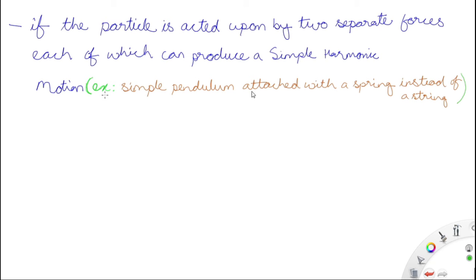So a simple pendulum attached with a spring instead of a string will do a composition of simple harmonic motion, because in that case the particle will be acted upon by two separate forces, each of which produces a simple harmonic motion. So the example is a simple pendulum attached with a spring instead of a string, because if it's a string it's a simple pendulum, but if you remove the string and apply a spring, then it will execute a motion constituting two simple harmonic motions.